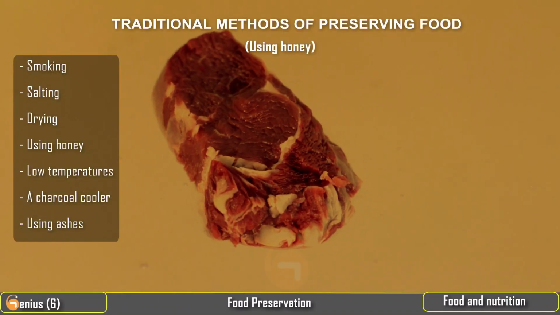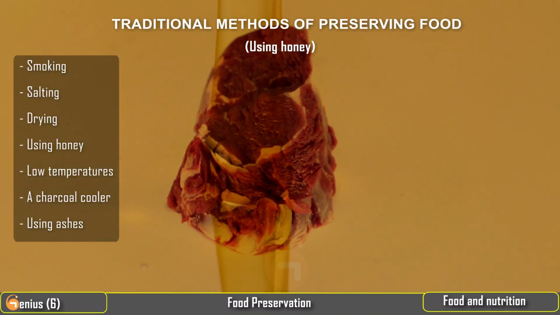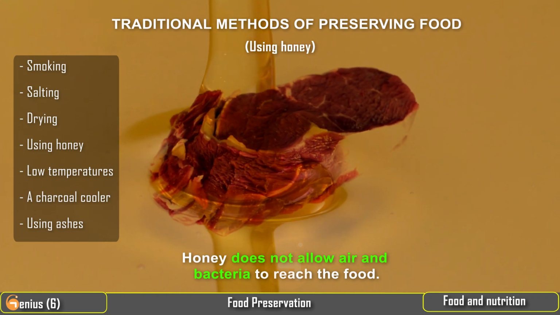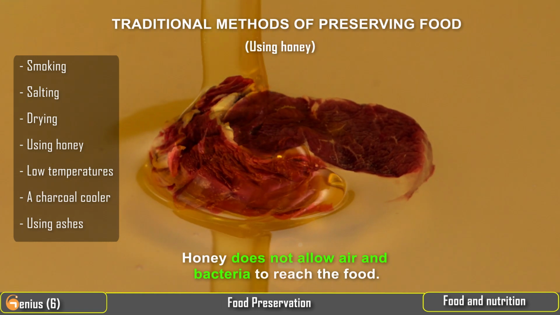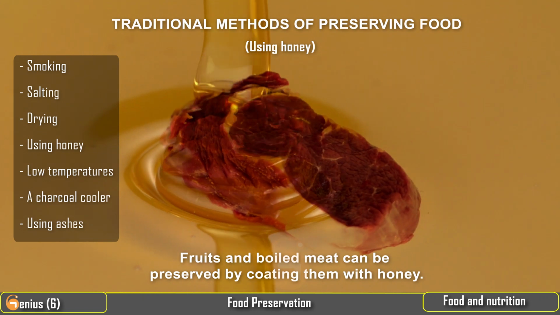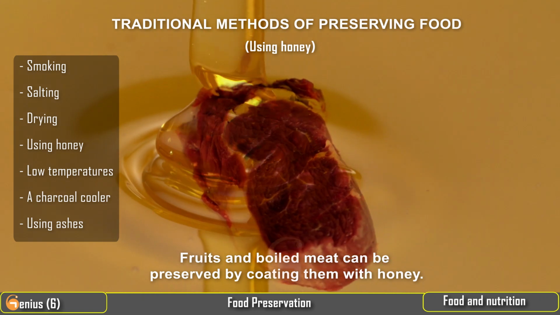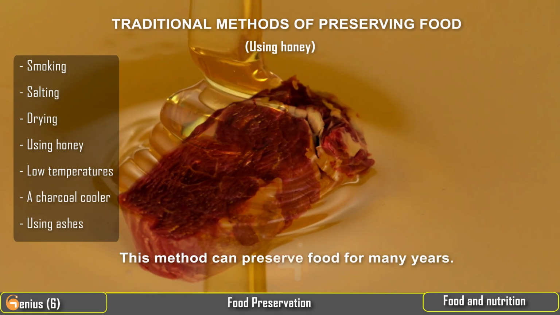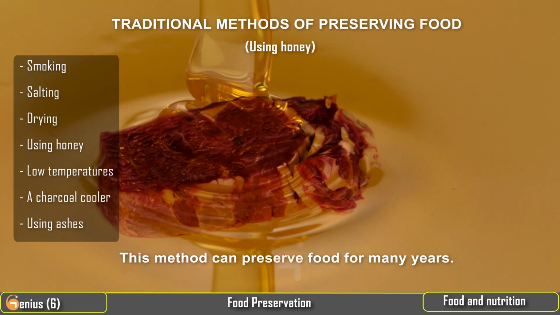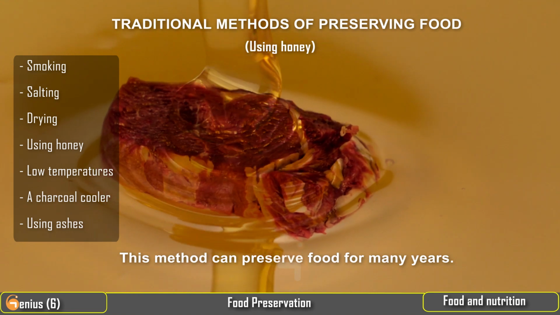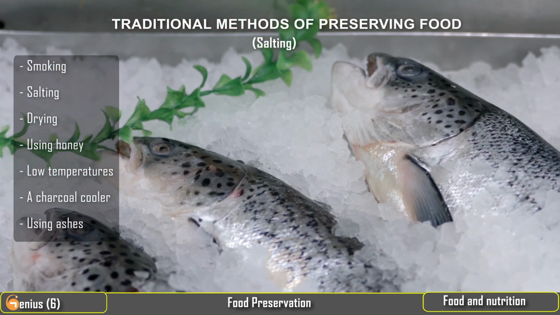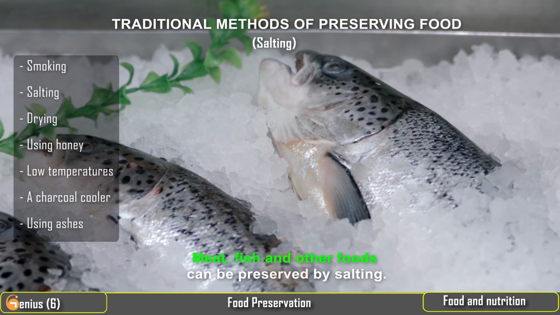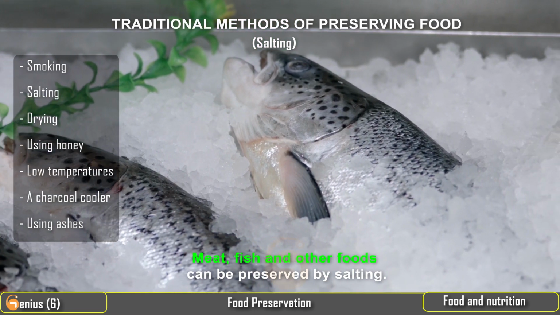Using honey. Honey does not allow air and bacteria to reach the food. Fruits and boiled meat can be preserved by coating them with honey. This method can preserve food for many years. Salting. Meat, fish and other foods can be preserved by salting.